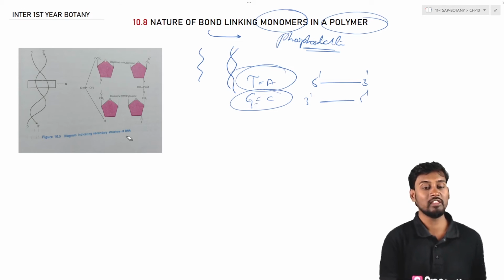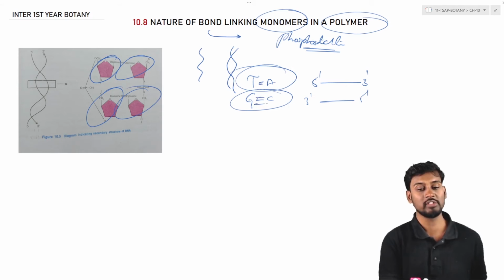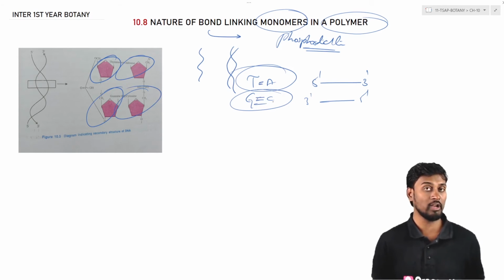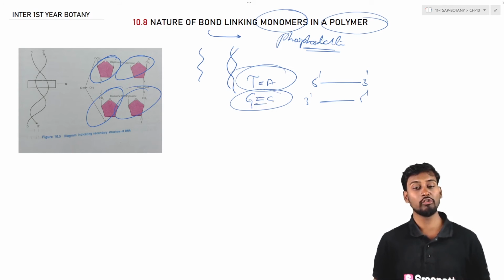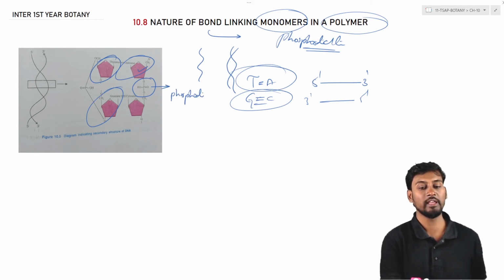So we can see that A always base pairs with T and G always base pairs with C. This kind of bond which is generally shown between the nucleotides is called a hydrogen bond. And we can also say that the bond which is present, involved in linking the sugar to the other sugar, is called the phosphodiester bond. So what bond is it called? It is called the phosphodiester bond.